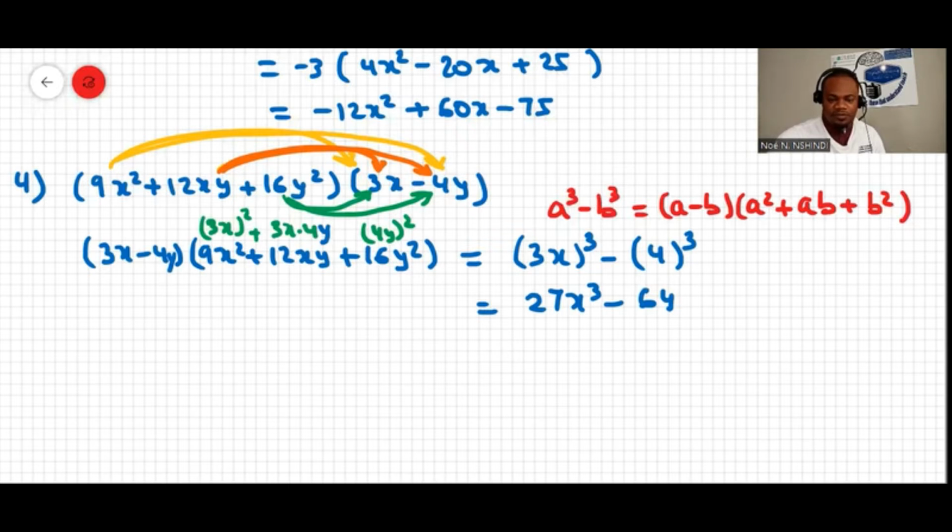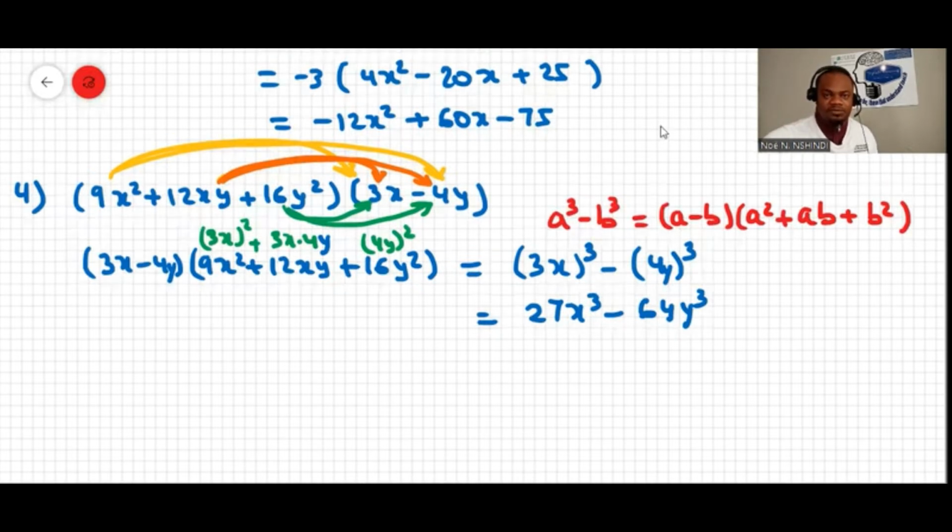So 64y cubed, because of the y over there. Whatever you're going to do here, if you expand, you're going to get this as your answer. I believe this is the smart way of solving the problem.